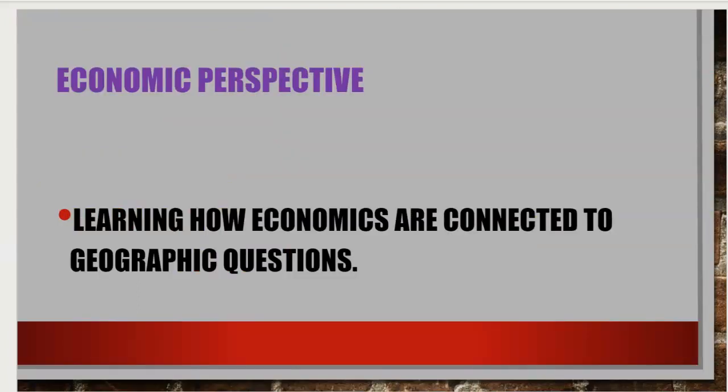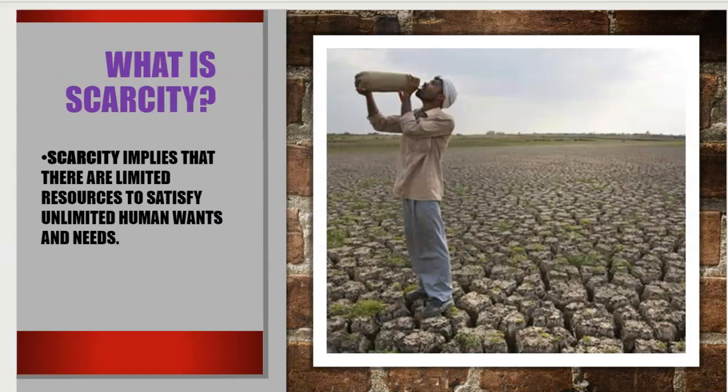An economic perspective. That's learning how economics are connected to geographic questions. So one of the biggest things that comes to mind is scarcity. What is scarcity? Scarcity is basically saying that there are limited resources to satisfy human wants and needs. So when you look at this picture, I think you can see here that water is scarce. He's not going to be able to dig down and find a water well here. So water is scarce. Do we have enough water to satisfy the needs and wants of humans?